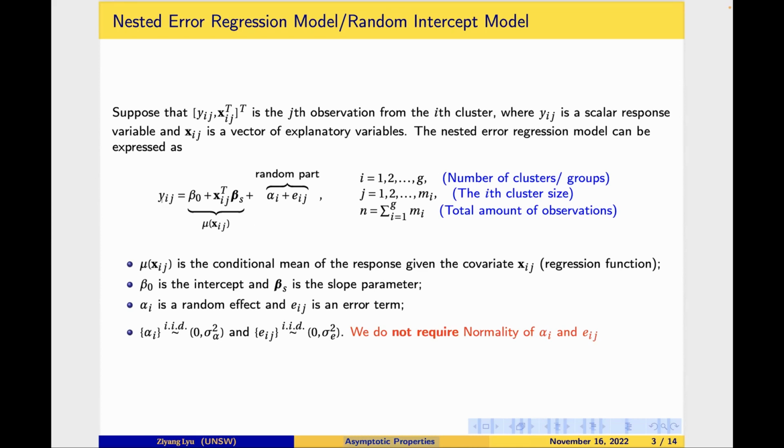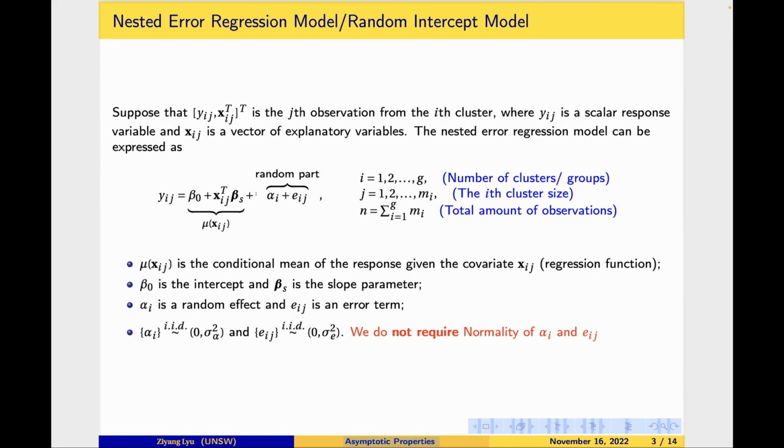We have an index ij, where i represents the cluster, 1 to G, and j equals 1 to Mi, so Mi is the ith cluster size, and the total number of observations is n, the summation of Mi from i equals 1 to G. The first part, mu of Xij, is the conditional mean of the response given the covariate Xij, also called the regression function, where beta naught is the intercept and beta is the vector of parameters. This is a bit different from traditional regression models.